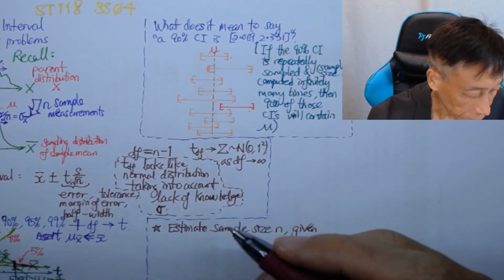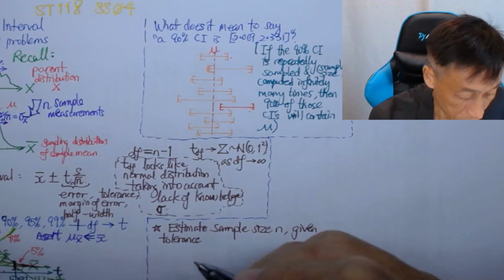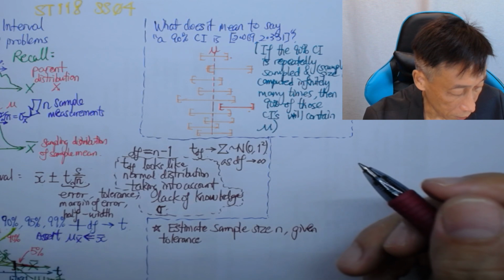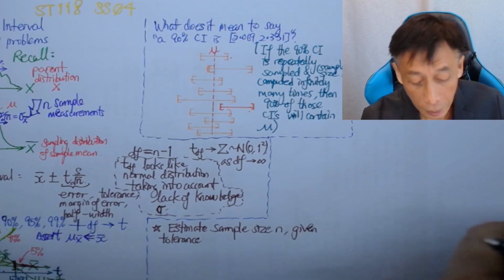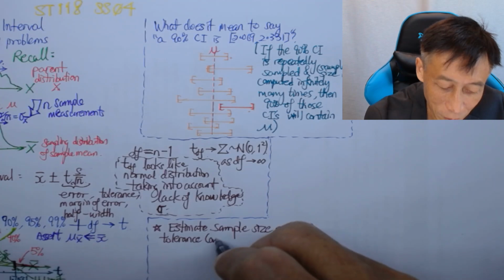Given the tolerance, right? And of course, mainly given the tolerance and confidence level.